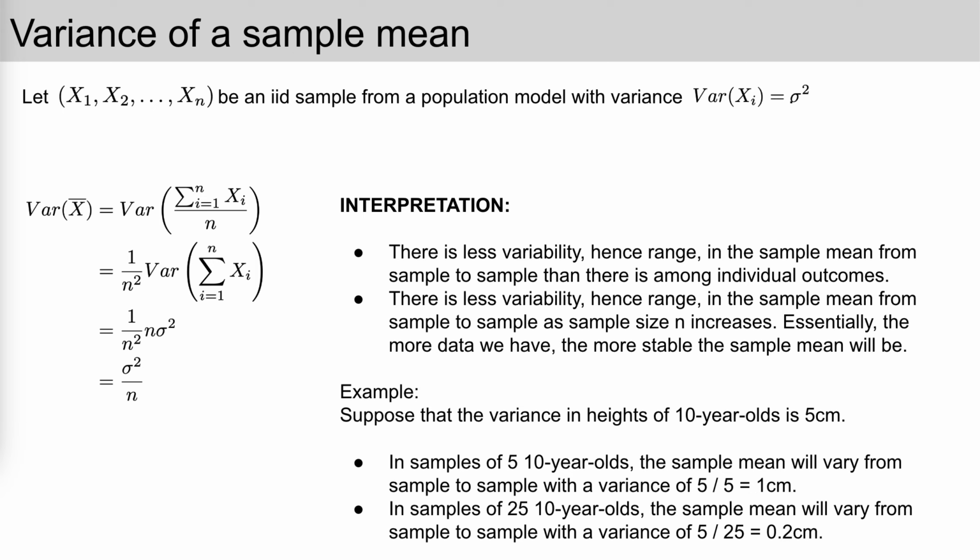Now, suppose we increase our samples from 5 to 25 10-year-olds. In samples of size 25, the sample mean will vary from sample to sample with a variance of 5 divided by 25, or 0.2 centimeters. Thus, there's less variability or more consistency in the sample mean if we calculate it using more data, or in this case, more kids.